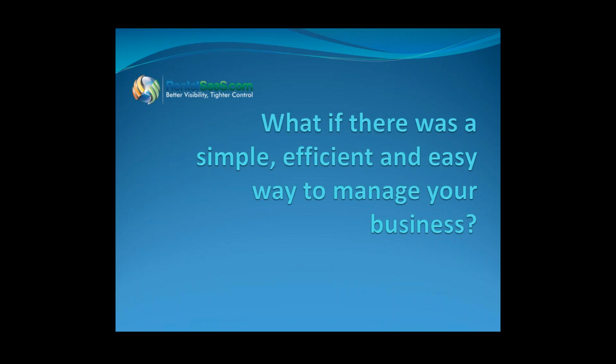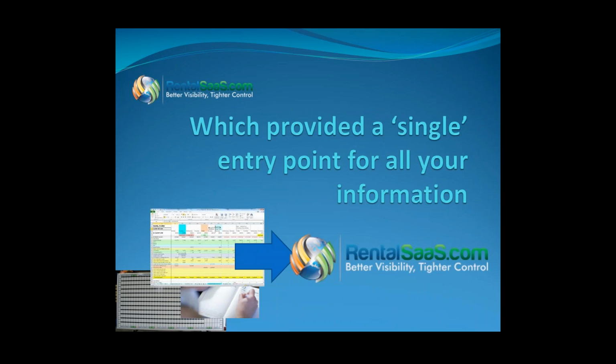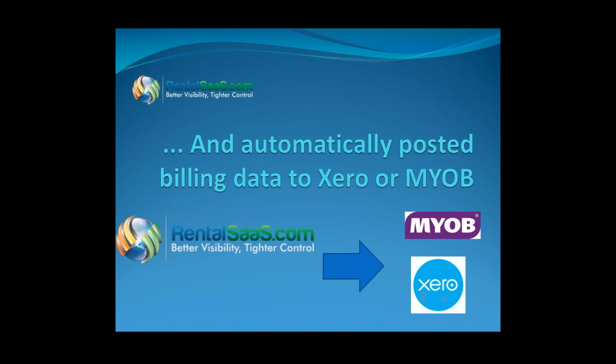So what if there's a simpler, more efficient way to manage your business? RentalSaaS provides a single entry point for all your information: equipment status, whether it needs repairing, when it's available for rent, what the bookings are, when your booking is due back, whether equipment needs to be serviced. All that information is then transferred through RentalSaaS into your accounting system, which we'll show you in a moment. We automatically post all billing and inventory into Xero or MYOB, whichever you happen to be using. So we are not tied to any one particular program. There are a lot of people out there still using MYOB, and I'll explain a little later in the presentation some pathways from those accounting packages into a new way of doing business.